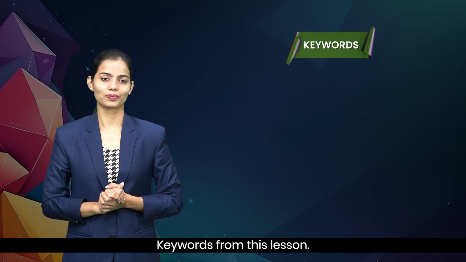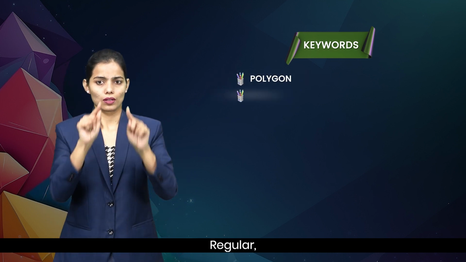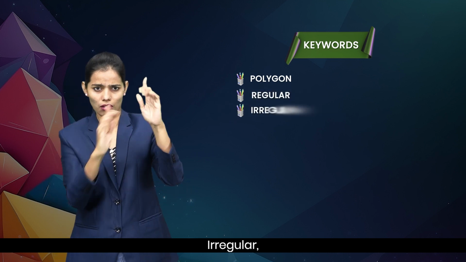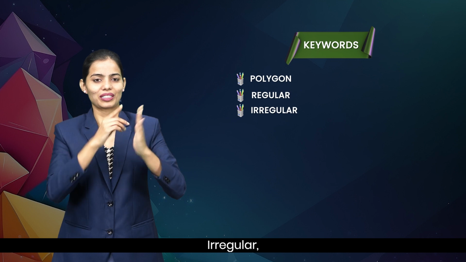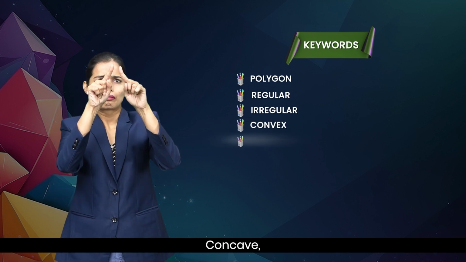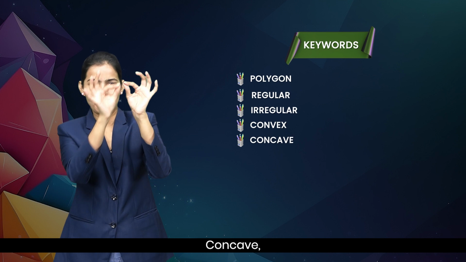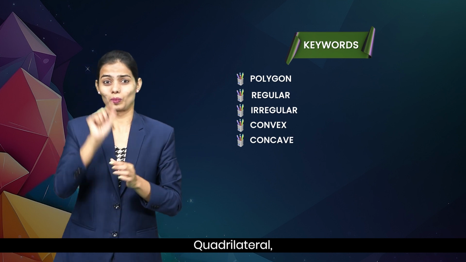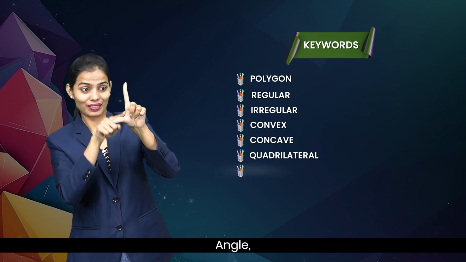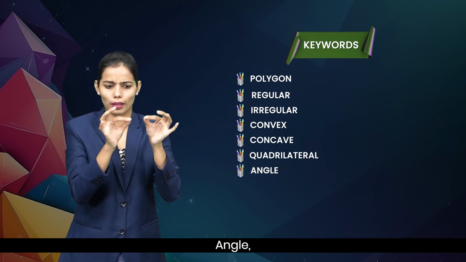Keywords from this lesson: polygon, regular, irregular, convex, concave, quadrilateral, angle, straight line.